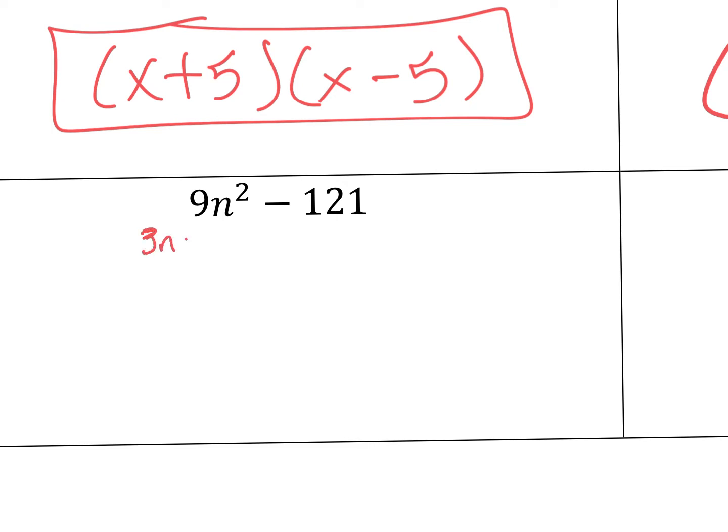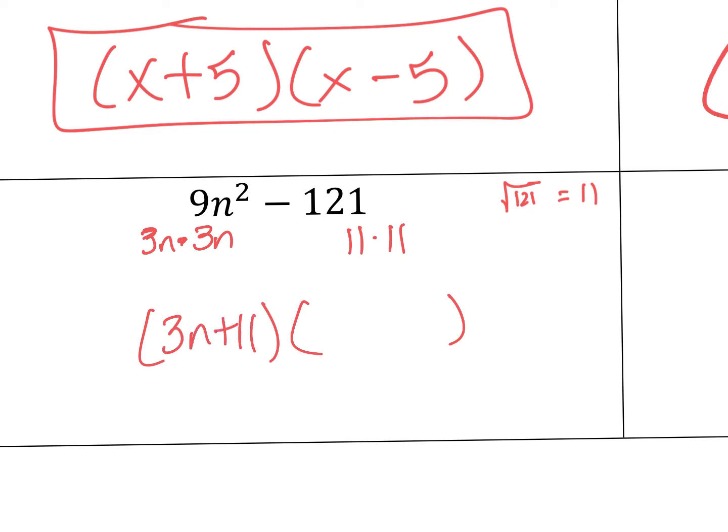3n times 3n gives me 9n squared. Then what about 121? It'd be 11 times 11. Of course, you could take the square root of 121 and put it in Desmos, and it'll give you 11. That'll tell you that it is a perfect square. So your two factors would be 3n plus 11 and 3n minus 11.